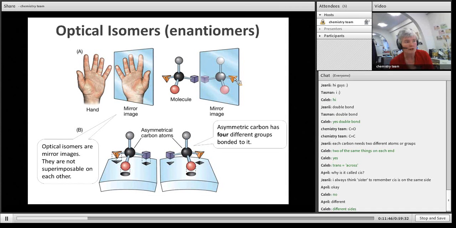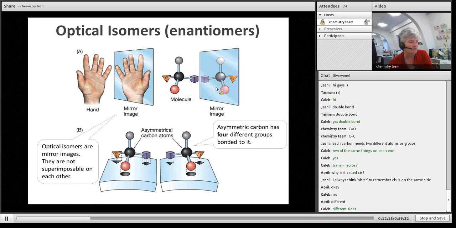So the only way I can change this isomer to that isomer is by breaking these two bonds and swapping them around. Because remember what the difference is between an isomer and the same compound? If by spinning it around or twisting things, it's the same, it's the same molecule. If I have to break a bond to make the other compound, they are isomers.